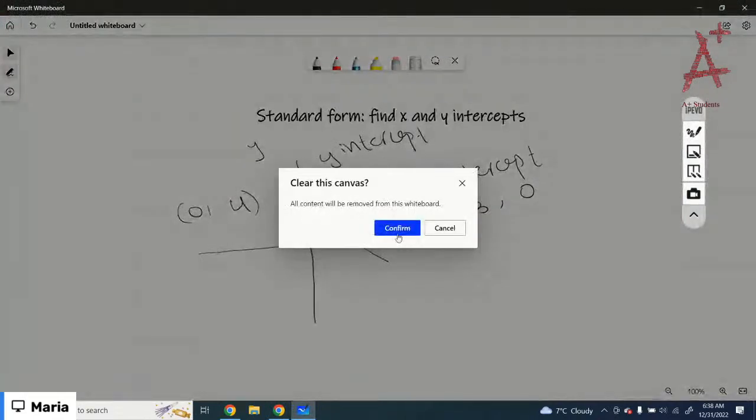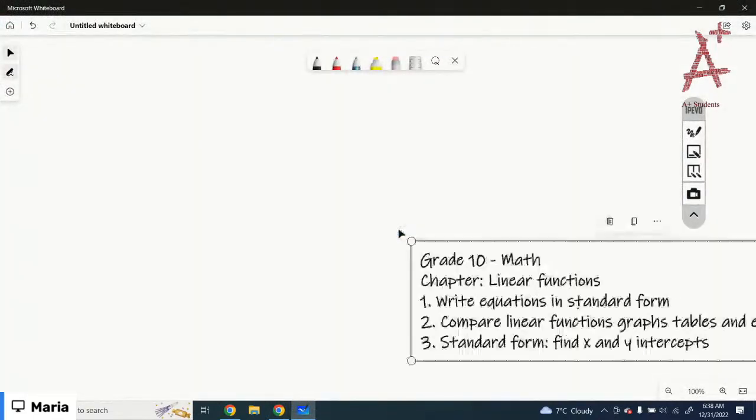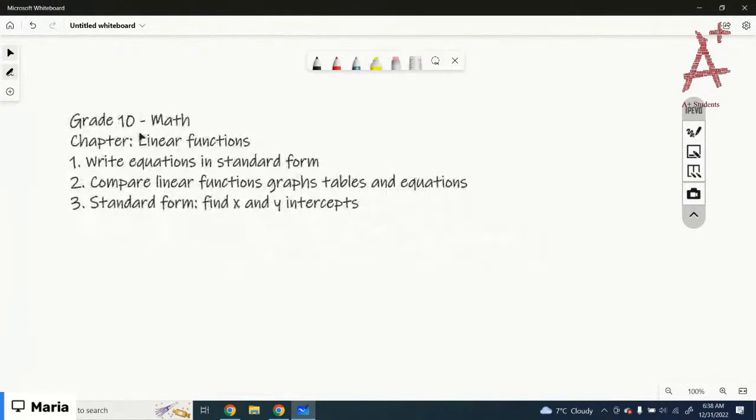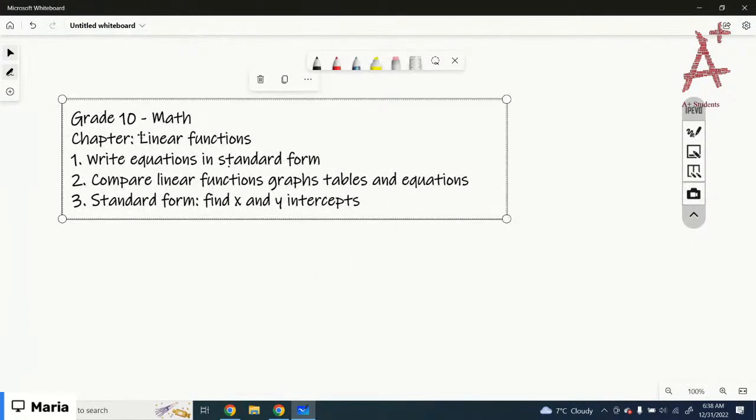So here is the list of the lessons we have covered today. We're working on the grade 10 maths. The chapter we are working on is linear functions. You can find this chapter in grade 9 math. The session is for grade 10, but the chapter we are covering is from grade 9. It is the linear functions. The lessons we did are write equations in standard form, compare linear functions, graphs, tables, and equations, and then standard form, find x and y intercepts.